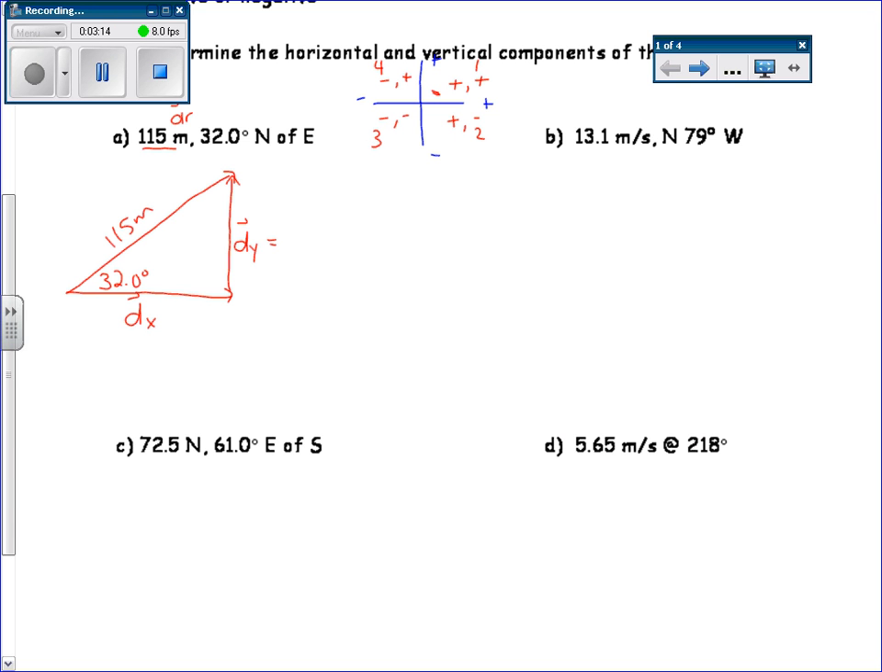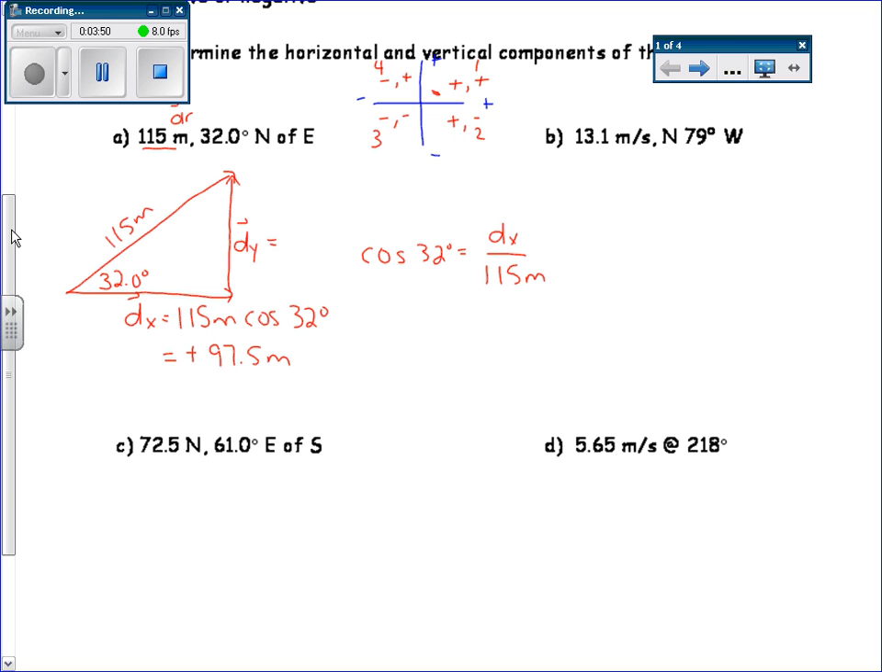And you just use trig. Basically what we're doing, I'll show you what's going on, but then you can take this shortcut. If we look at that angle of 32 degrees, cos of 32 degrees is equal to dx over 115 meters. So that just makes dx equal to 115 meters times cos of 32 degrees, which we can then calculate, and we'll get positive 97.5 meters. It's positive because it's east, right?